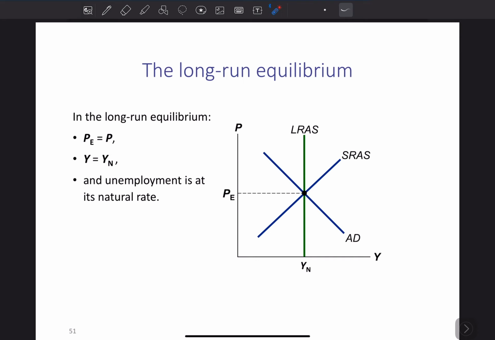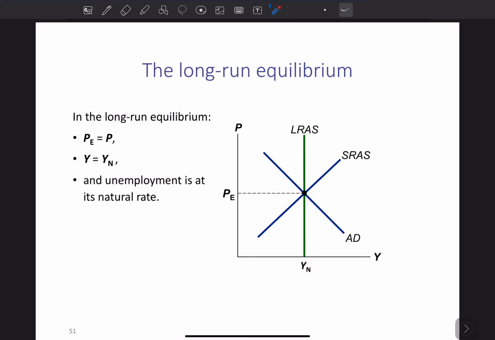And employment is at its natural rate, meaning the economy is neither in a boom nor a recession, not in a recessionary situation, not in an inflationary and expansionary situation. At this equilibrium, the aggregate demand curve, short-run aggregate supply curve, and long-run aggregate supply curve intersect at just one point.